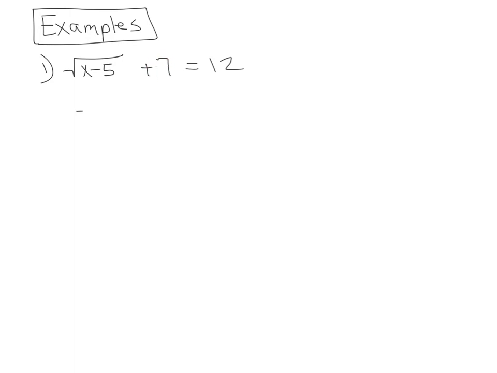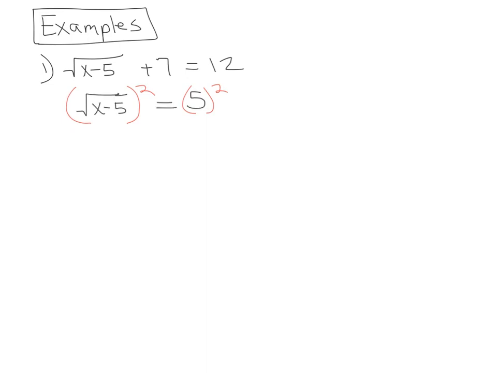That will give me square root of x minus 5 equals 12 minus 7 is 5. So I just subtracted 7 from both sides. The radical's alone. Next, I'm going to square both sides.